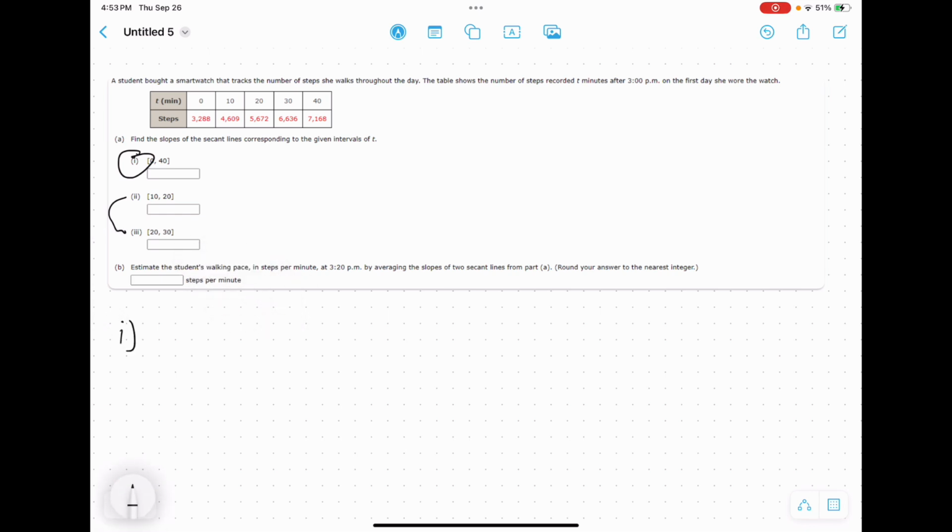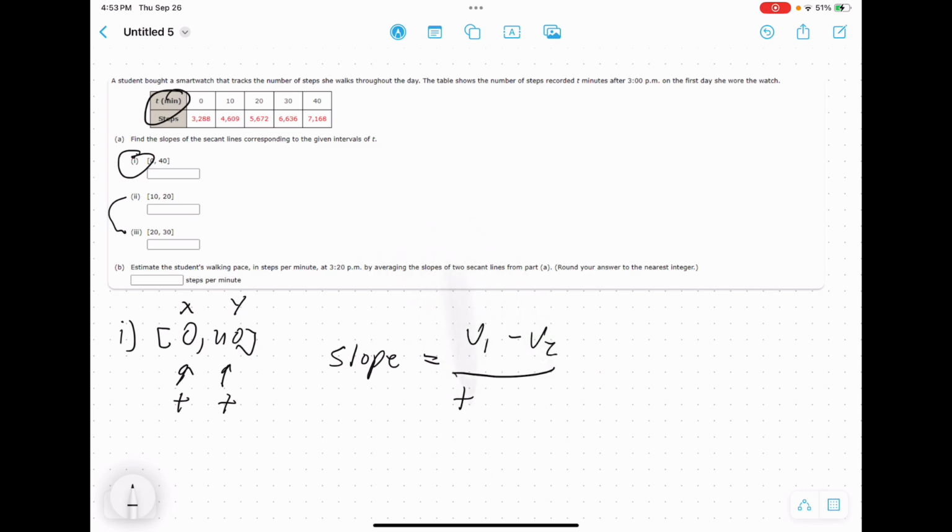So the first thing we want to consider when we're finding an interval is that the interval 0, 40 is not an x, y necessarily, but rather it's corresponding to t, which is the amount of time in minutes we have. To find the average rate of change over the interval, we use this formula. Slope is equal to v1 minus v2 over t1 minus t2.